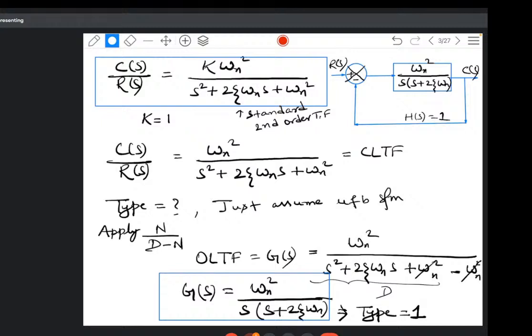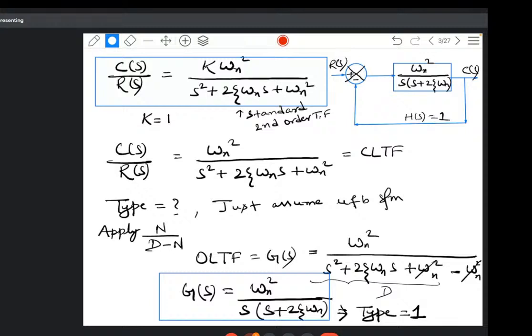So this is how we get the open loop transfer function. From the open loop transfer function, I can determine the type of the system to be 1. This is my forward path transfer function or open loop transfer function. H(s) is equal to 1 because I have assumed unity feedback. This is R(s) and this is C(s), and this is how the closed loop system will look. So from here I can see the type of the system is 1. This is how we determine the type of the system.